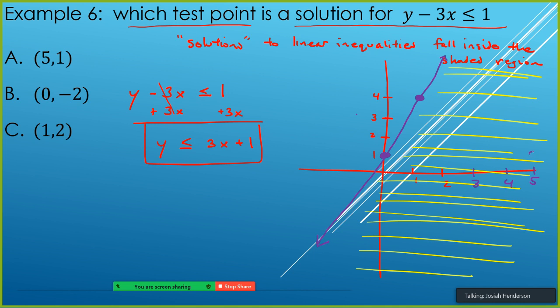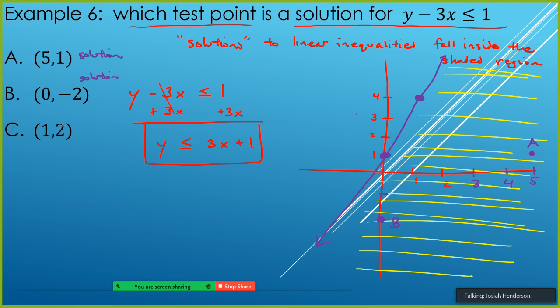And then up 1, boom, here's point A. So that's a solution. So A is a solution. 0, negative 2. So that's 0 left or right, so right in the middle, and then down 2. That's point C. Or I'm sorry, point B is in the bumblebee, and that's in the shaded zone. So B is also a solution.